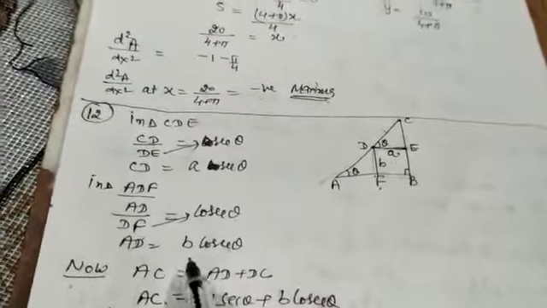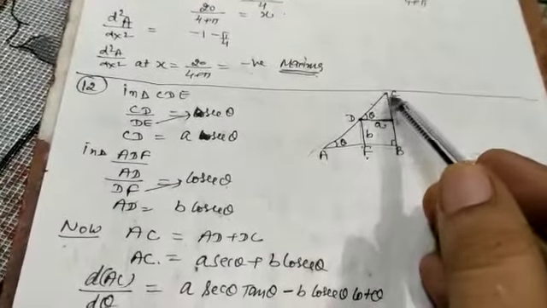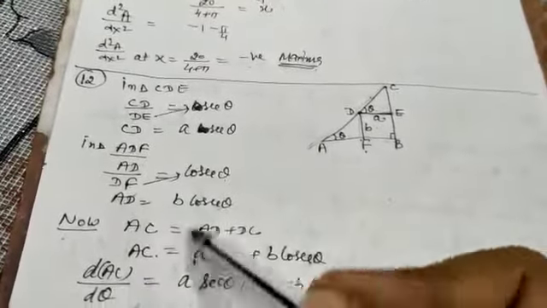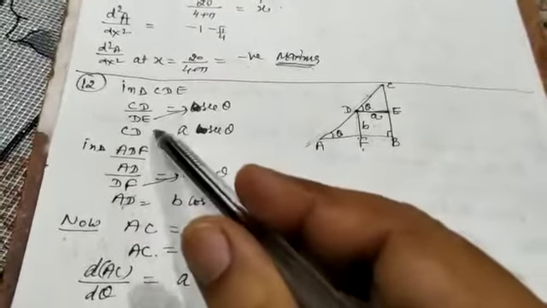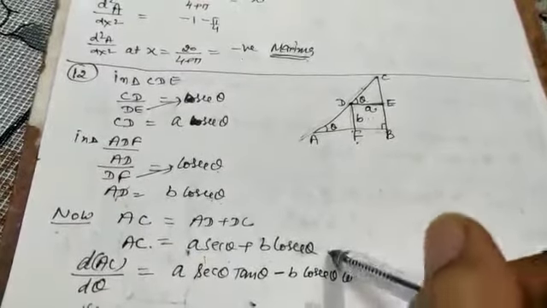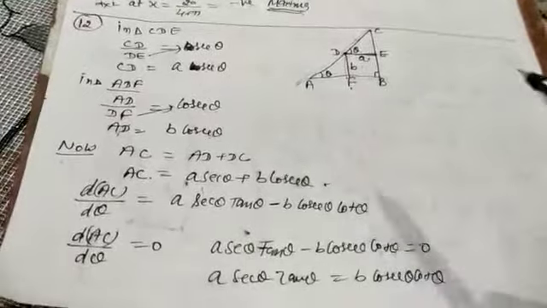Now AC, from the figure, is equal to the sum of AD plus DC. AD plus DC, substitute the value of AD as well as DC in this equation: a sec theta plus b cosec theta. Now we have to maximize or minimize this result.